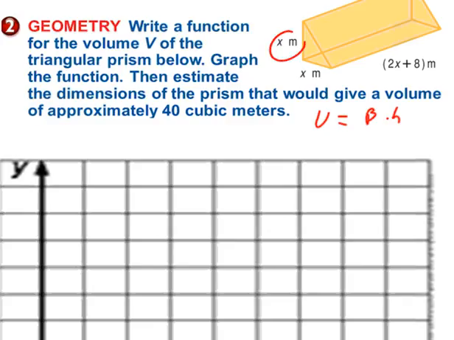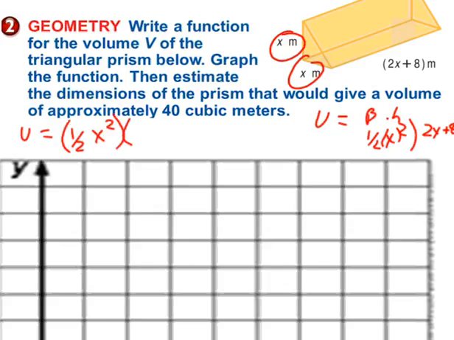Well, the base area is a triangle, so it'd be 1/2 of x times x, or x squared, and the height would be 2x plus 8. So my equation here is that volume is going to be equal to 1/2 of x squared, that amount, times 2x plus 8. So I'm going to multiply through here, and I can divide everything by 2, so this would be just x plus 4. And then I take x squared times x, I would get x cubed plus 4x squared is my equation. I'm going to plug in some values of x.